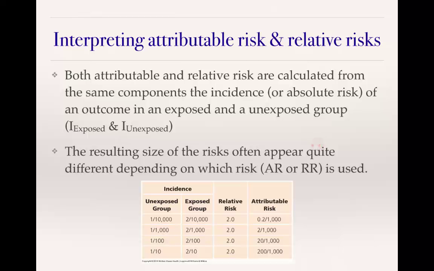To see how that plays out, have a look at the table that's there. Suppose a risk factor doubles the chance of dying from disease. So let's say that you've got twice as much chance of dying from breast cancer if you use estrogen than if you have breast cancer and you don't use estrogen, for example. In which case the relative risk is going to be 2.